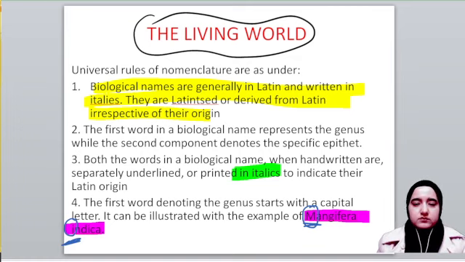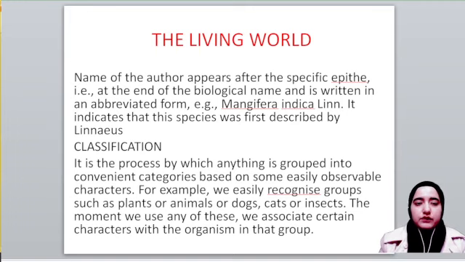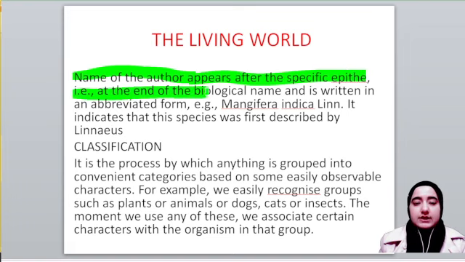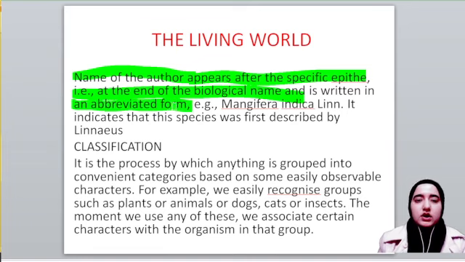Another rule is that a biological name has two components, as I already said, or two words, genus and species. The first word that denotes the genus will start with a capital letter, please remember, and the specific epithet will start with a small letter. I hope this concept is clear. The name of the author will appear after the specific epithet, at the end of the biological name, and that is written in an abbreviated form.